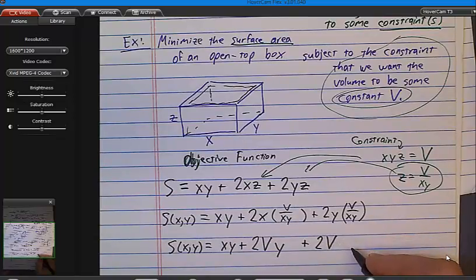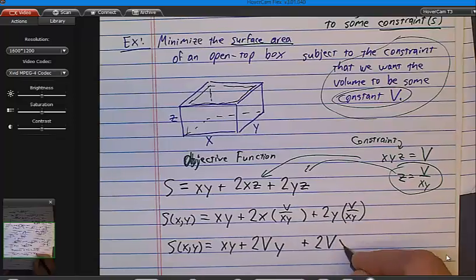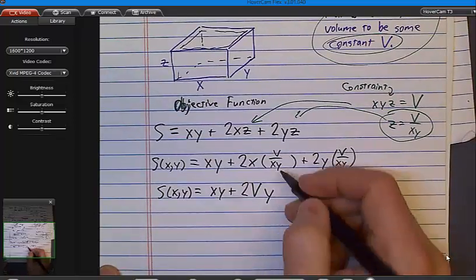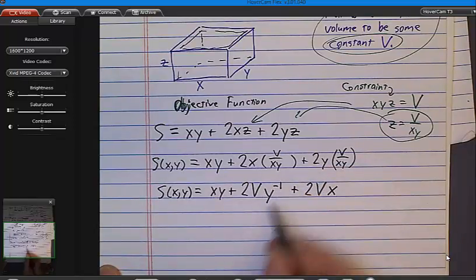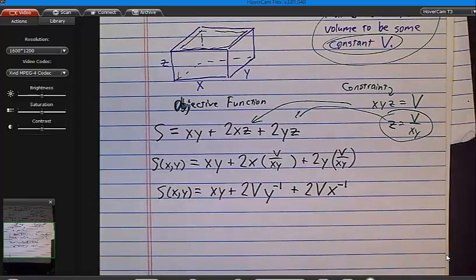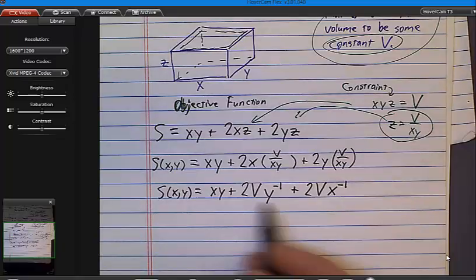wait a minute. Oh yeah, the y's cancel. So let me think about that. Right, these would be y to the negative 1 power, right? Because the y's cancel, and x to the negative 1 power, because the y's cancel. Okay. So yeah, maybe writing it over y would be better.